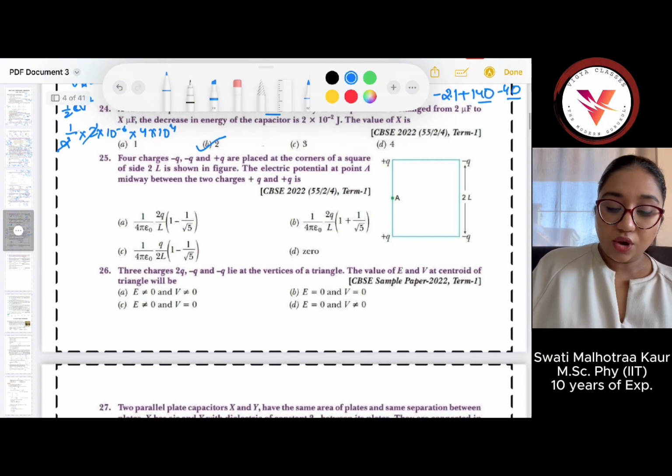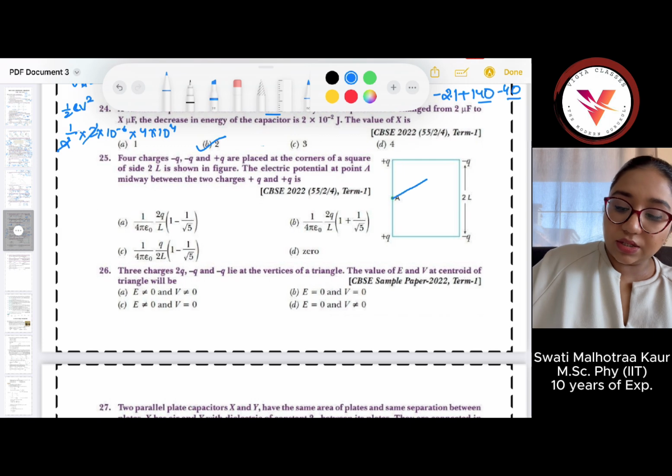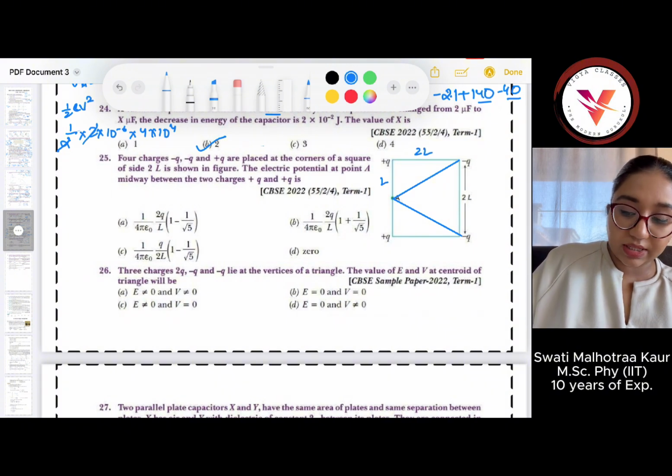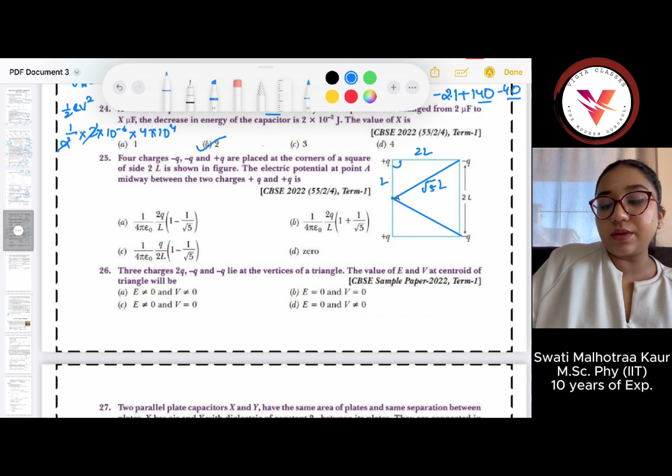Next is 4 charges minus Q, plus Q and plus Q are placed at the corner of a square of side 2L, the electric potential at a point A. It's very easy, just join it. Because in potential you don't need any vector thing, so you can simply add that. This is 2L because it is a square, so this is L because A is midpoint, and if you take the Pythagoras, this becomes root 5 times L. Similarly, root 5 times L.